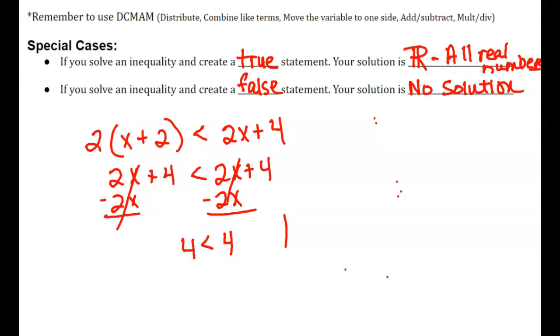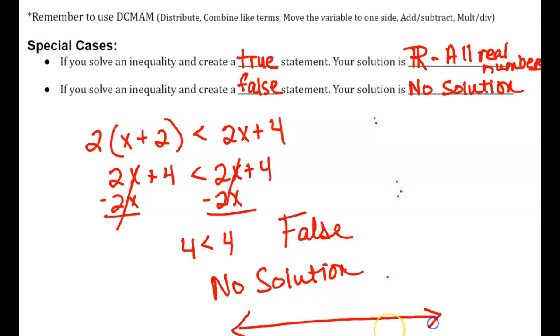Well, we know that 4 is not less than 4. It would have to be less than or equal to. So in this event, 4 is less than 4 is a false statement, so there would be no solution. To graph it, we would just leave the graph empty.